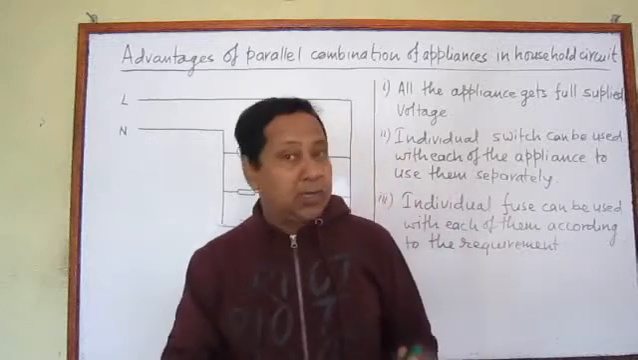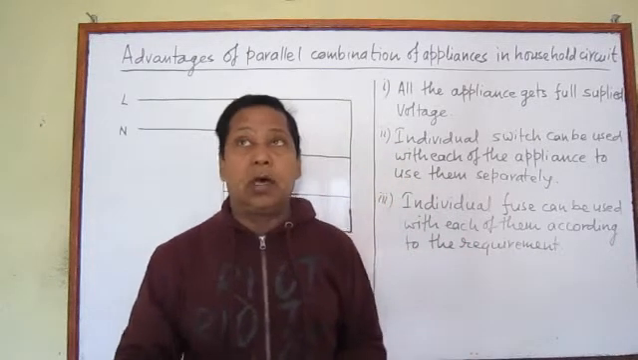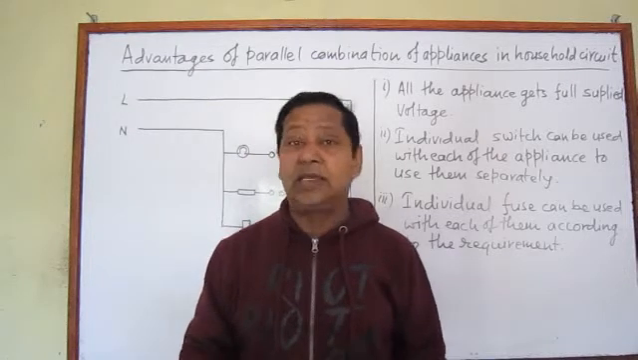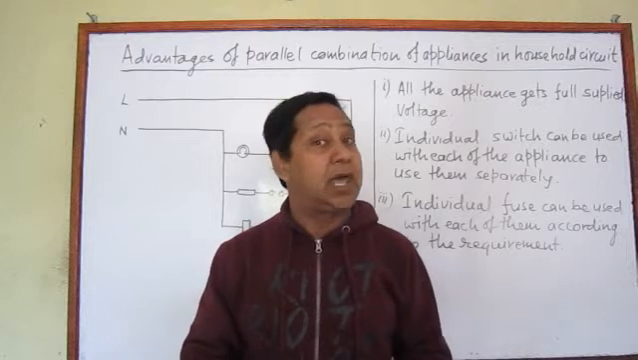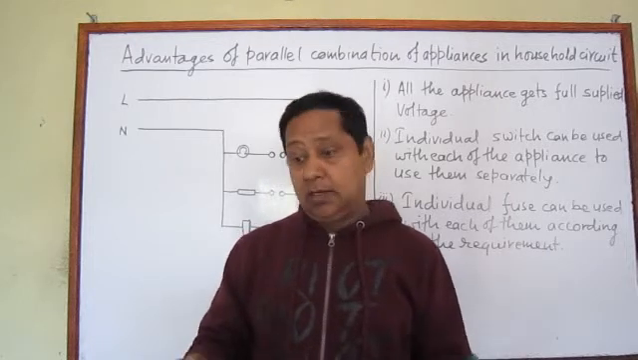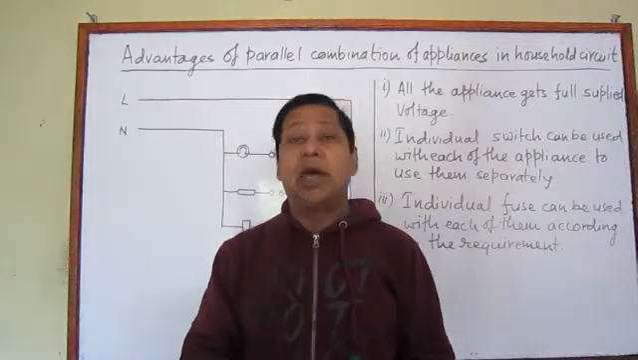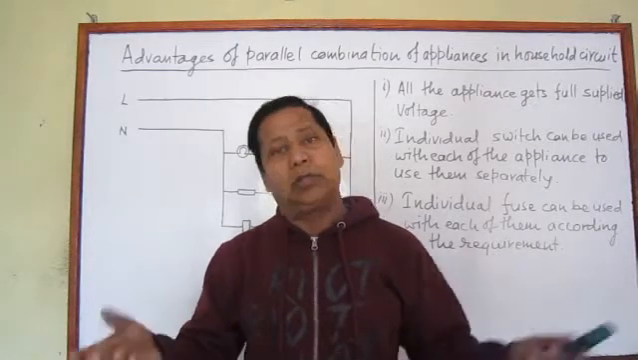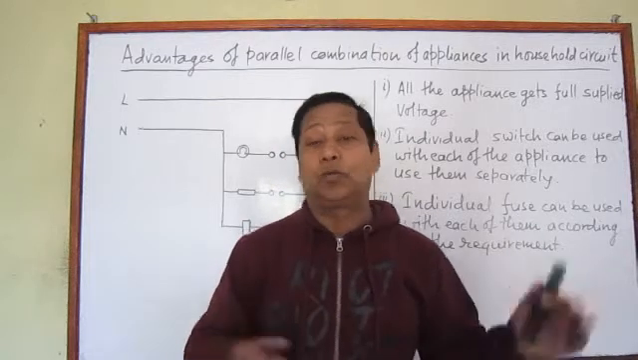Now I am talking about the connection of different appliances in our household circuit. In our household circuit we are using different types of appliances. Some are lighting appliances like tube light, bulb, etc. Some are heating devices like electric iron, electric heater, rice cooker, etc. And some of them are different, for example, refrigerator and another appliance. Other appliances are also used, for example, water pump, etc.